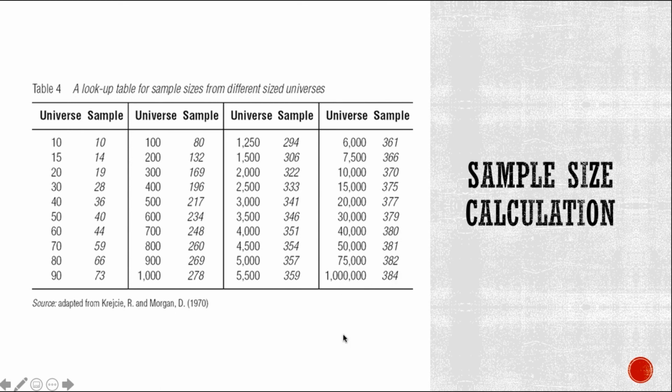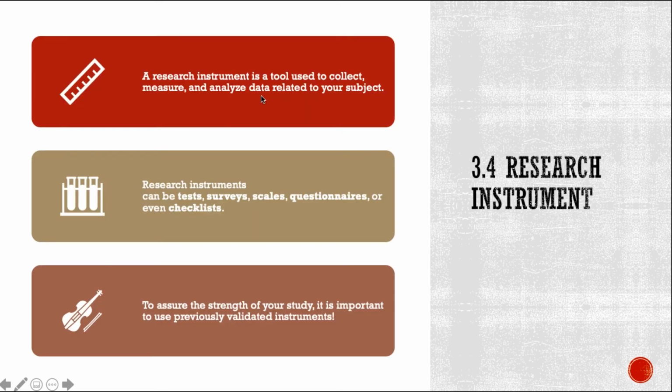If you have 10 million, the minimum is also 384. If we reach 1 billion, it is also 384. So the curve goes like that. When we reach 384, it becomes constant.